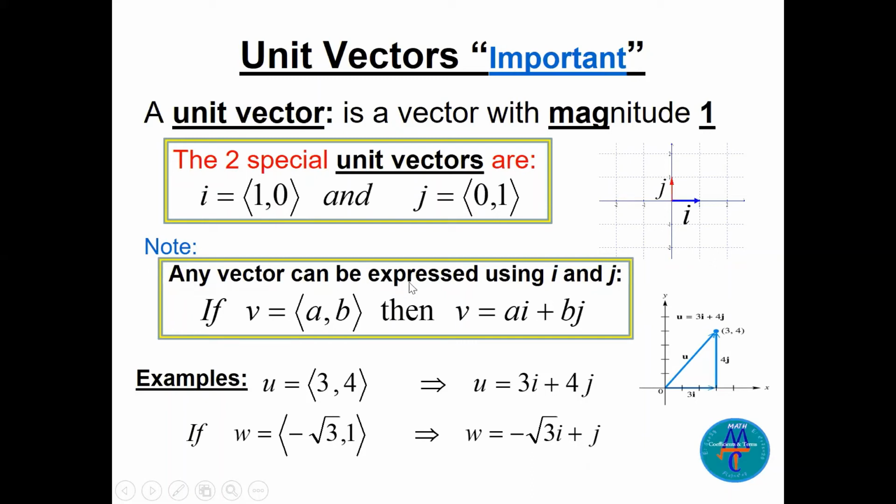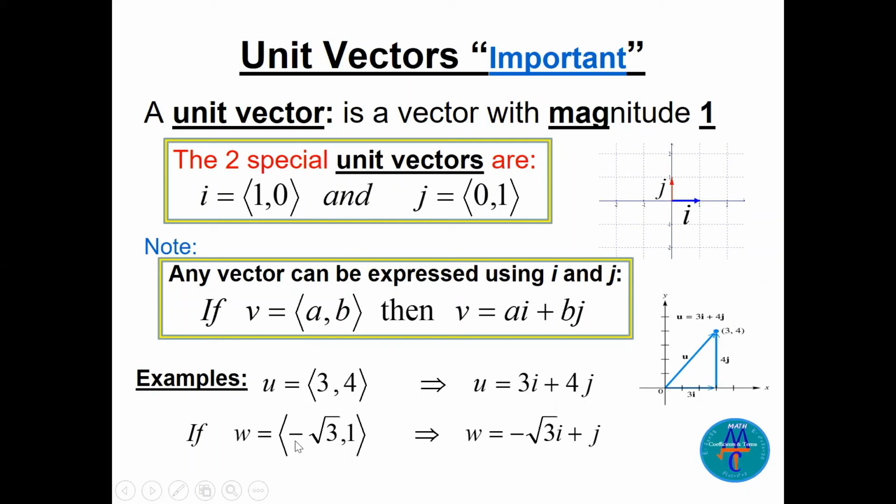Now, any vector can be expressed, can be written using i and j. So if we have a vector v, (a, b), then we can write v as ai plus bj. I put two examples actually. Vector u, (3, 4). So you can write it 3i plus 4j. You can go back also and write the vector (3, 4). If you have 3i plus 4j, you can go back and write the vector.